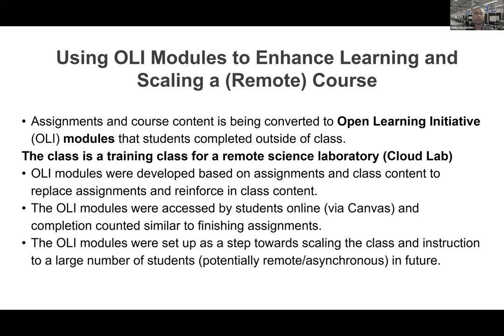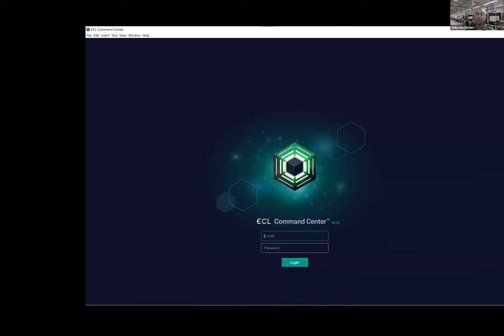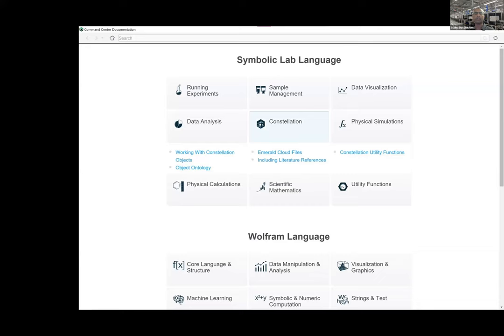Students access the cloud lab, they do the assignments, they do the setup, they do some preliminary learning about how the cloud lab works and how to set up experiments. And then the second part is an instructor-led course where they do specific experiments. So this is how the command center looks. You log in, and there's all kinds of documentation you can look up and use.